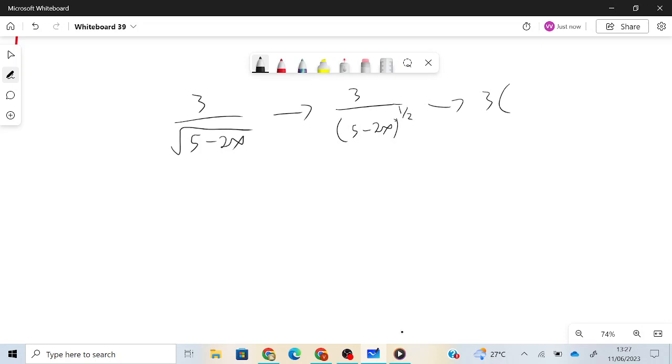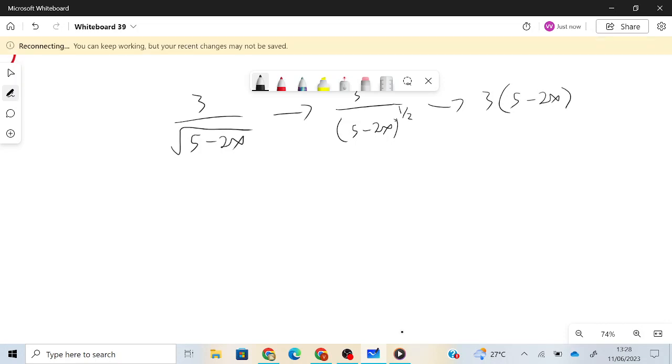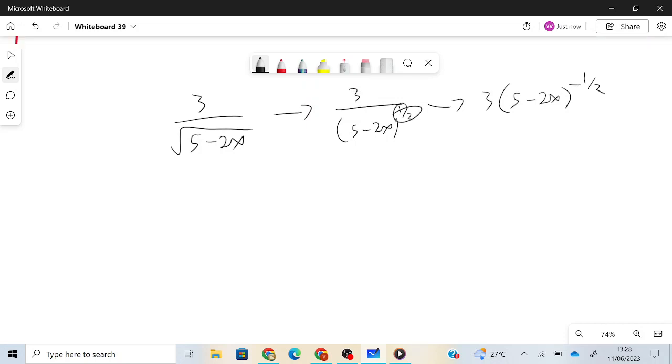On to the next example, I have to integrate 3 over the square root of 5 minus 2x. Again, this requires a bit of manipulation. We know this is the same as 3 over 5 minus 2x to the power of 1 over 2. Remember, anything that's square rooted is to the power of 1 over 2. And this is the same as 3 into 5 minus 2x to the power of minus 1 over 2. When you take anything to the power to the numerator, the power becomes a negative.